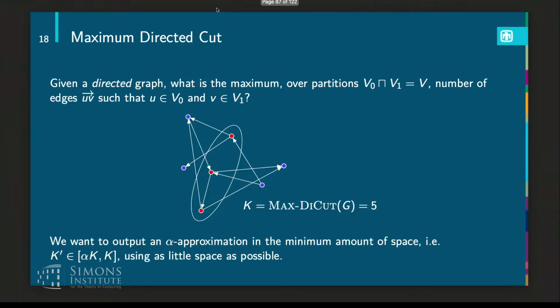I should emphasize here that our objective is just to output an approximation to the size of the directed cut. You don't have to return the actual description of the cut. And in particular, we care about getting an alpha approximation, defined as returning some value that's between the real value and alpha times the real value.